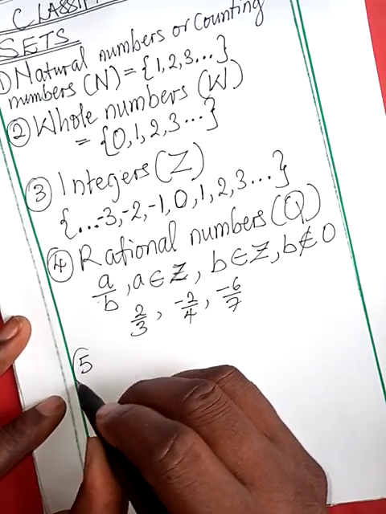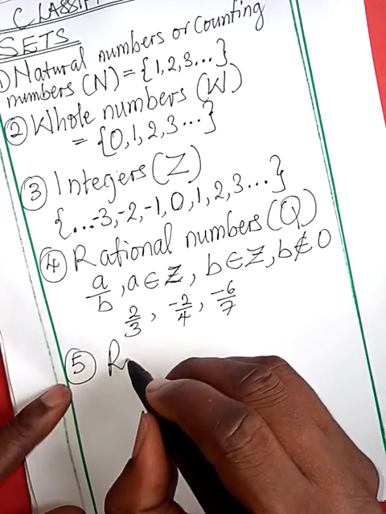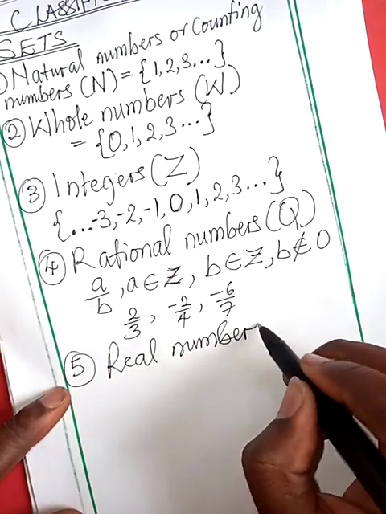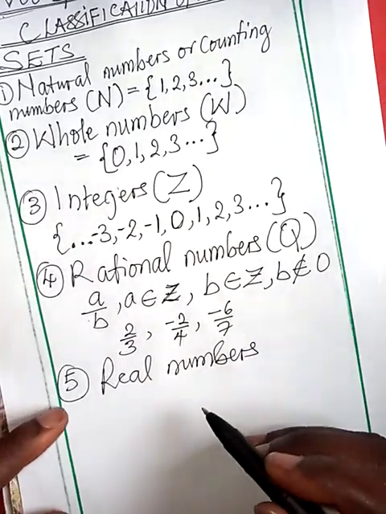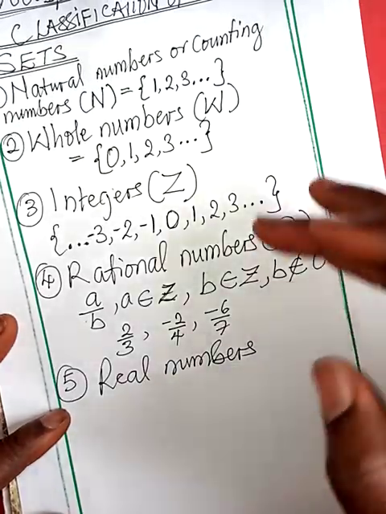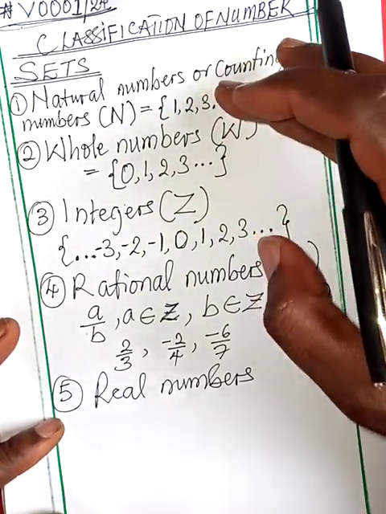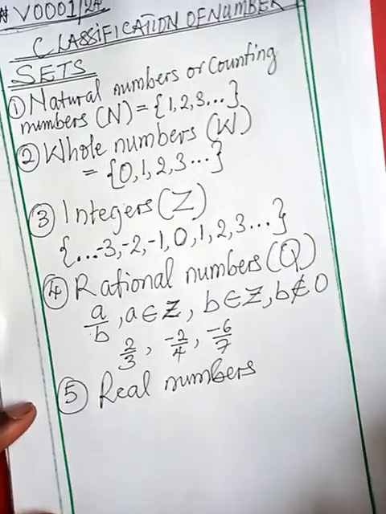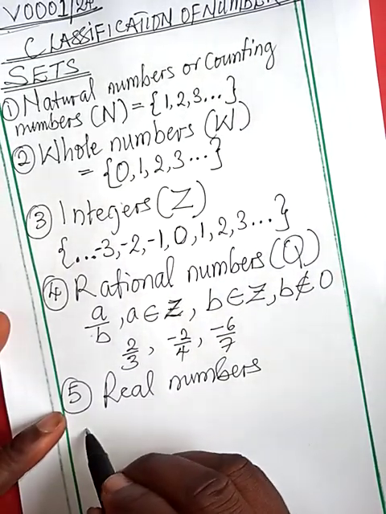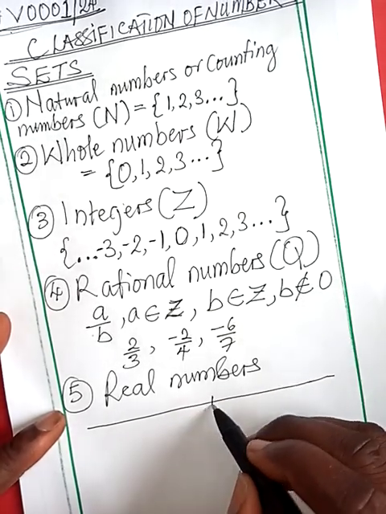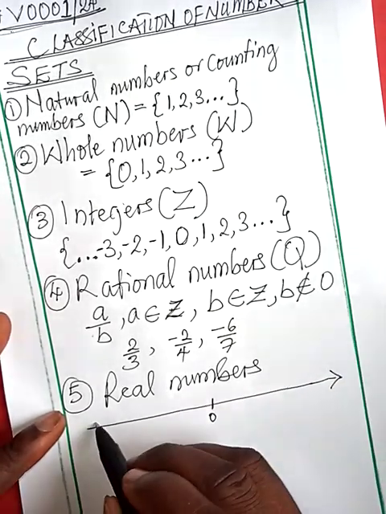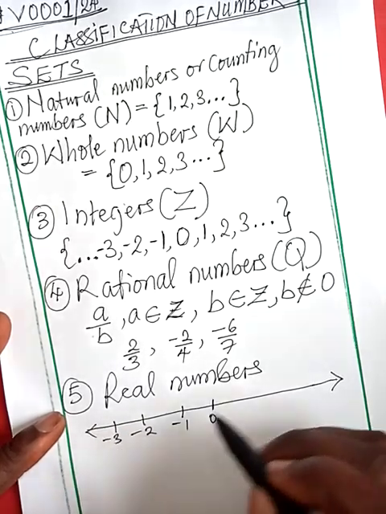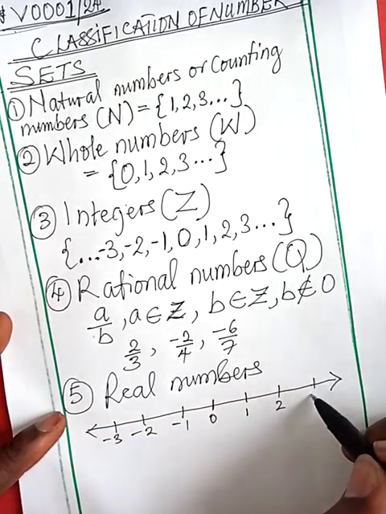Now we have number 5. We have real numbers. I want you to take note of this. Real numbers include every number that we've mentioned from here: the natural numbers, the whole numbers, the integers, the rational numbers. Another way of saying it, a real number is any number that you can find on the number line. Real numbers can be found on the number line.